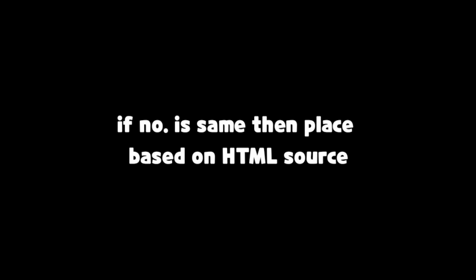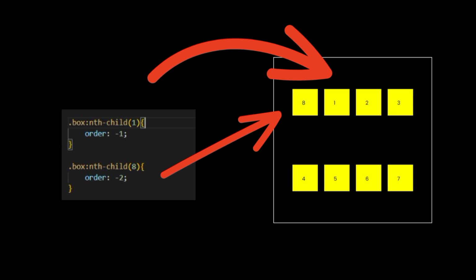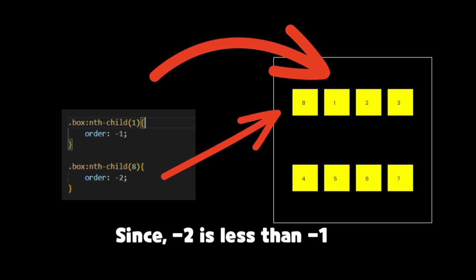The default value for order is 0, so all the items inside of a flex container have 0 as the order. But then if you add a negative or a lower value, they would start to adjust themselves in the order as I've just mentioned: if you have a smaller number then they will come first and the higher ones would come later.